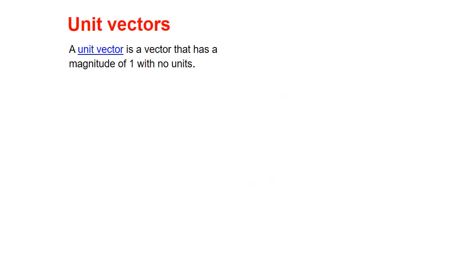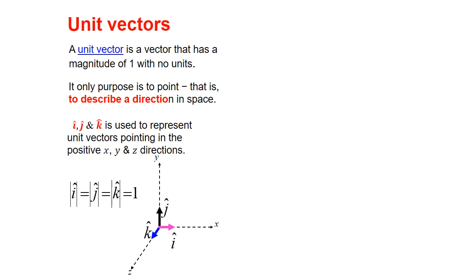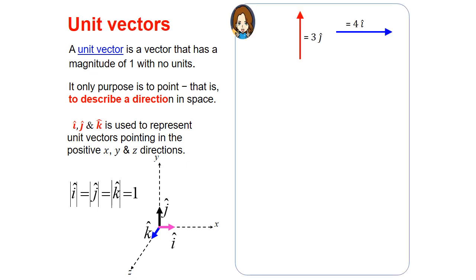Unit vector. A unit vector is a vector that has a magnitude of 1 with no unit. Its only purpose is to point, that is, to describe a direction in space. i, j and k are used to represent unit vectors pointing in the positive x, y and z direction. So i is for x, j is for y, and k is for z.